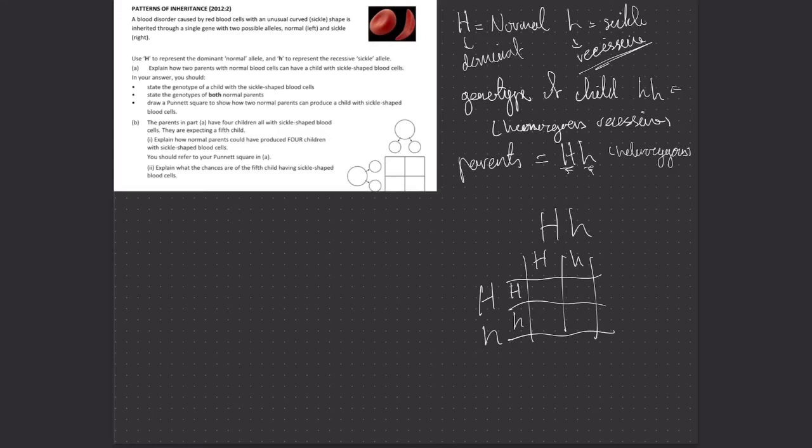I'm going to start with our dominant alleles and mark them off. Then I'm going to go through and finish off with our recessives. Okay. Remembering that each square is a 25% chance of occurrence. All right. So we can see that two parents who are heterozygous can produce, or have a 25% chance to produce, a child that is homozygous recessive or would have the sickle-shaped blood cells.